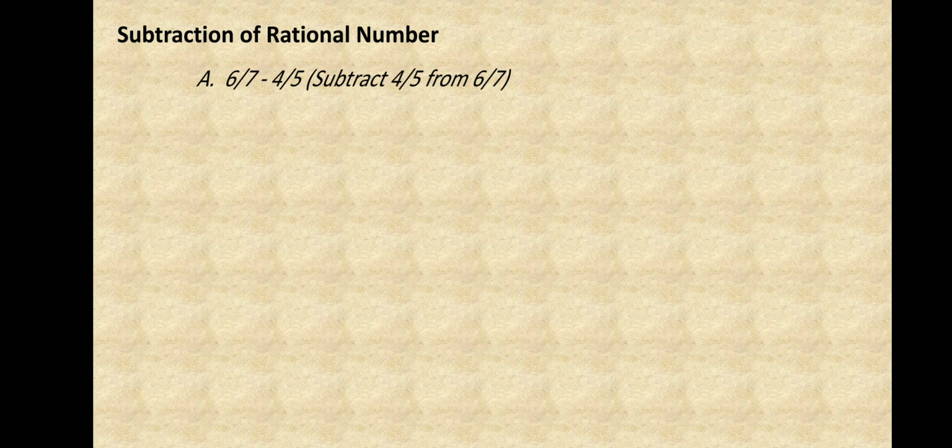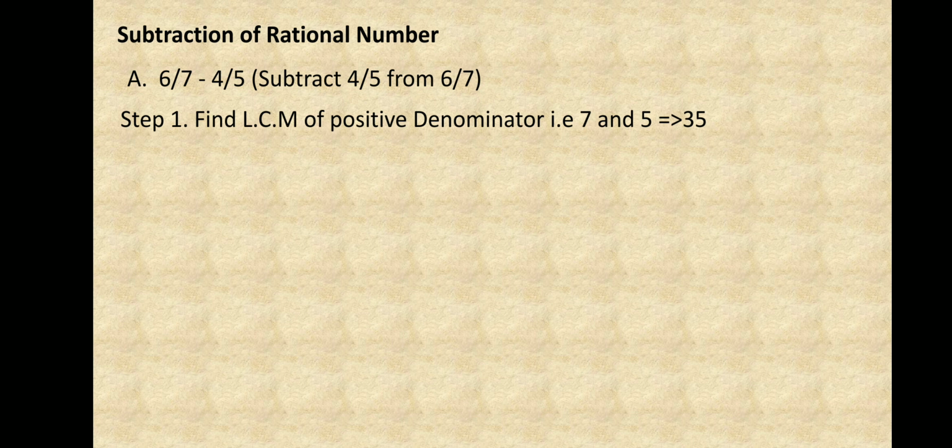Now let's move on to the subtraction of rational numbers. Subtraction of rational numbers is also the same, but the only thing is you have to do subtraction in this. So we have this question 6 by 7 minus 4 by 5. So what should you do? You have to subtract 4 by 5 from 6 by 7. So let's go on. Step 1 is like the addition. Find the LCM of the positive denominators 7 and 5, which is 35. In step 2, the LCM is going to be your denominator.